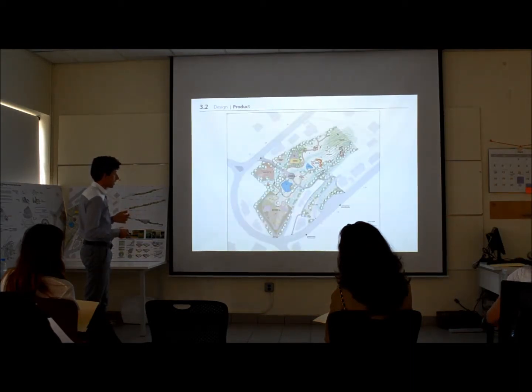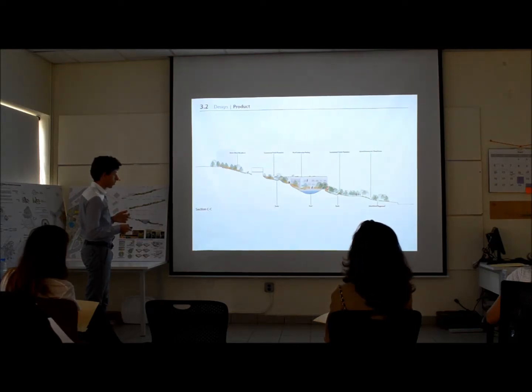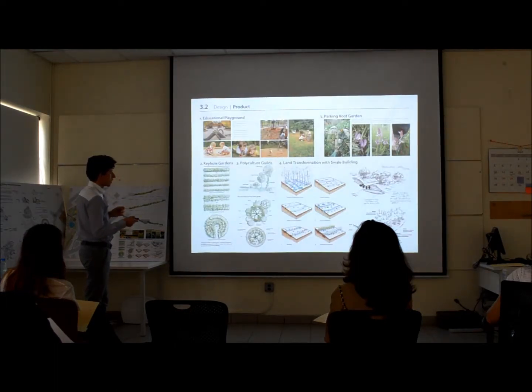So this is the plan, and then the last section goes here through the pond. And you can see the pond is large here, and there's different pathways that run along it, and then parking in the background of the roof garden. So the roof garden itself, let me explain.